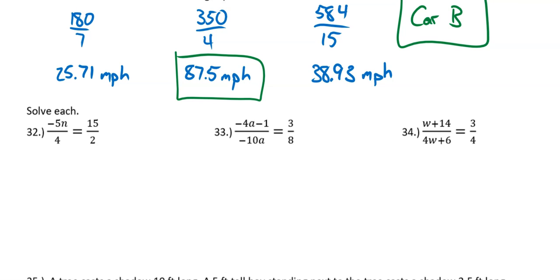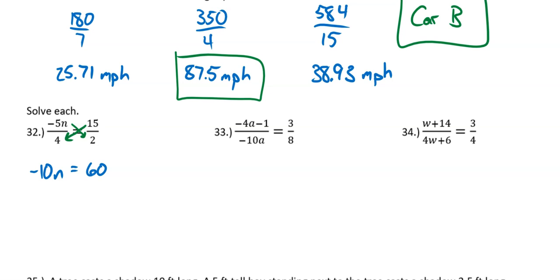If we look at these, just solving proportions. Remember, we solve proportions by cross multiplying, and proportions are just when we have two fractions that are equal to each other, two ratios that are equal to each other. So we cross multiply. On this one, I take the negative 5n times the 2, and that gives me a negative 10n. And then I take the 15 times the 4, and that gives me a 60. And remember, we set those things equal to one another.